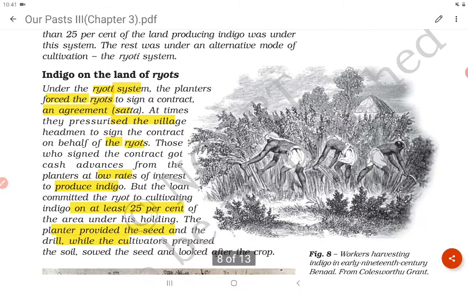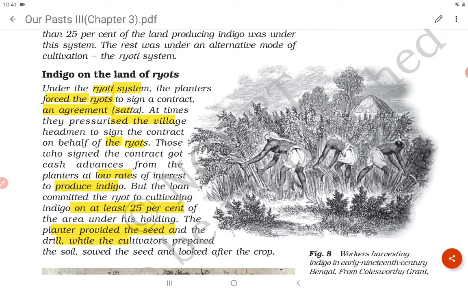And now let's come to the second type, that is the ryoti system. The planters forced the ryots to sign a contract, that is an agreement or satta. At times they pressurized the village headmen to sign the contract on behalf of the ryots. Those who signed the contract got cash advances from the planters at low rates of interest to produce indigo, but the loan committed the ryot to cultivating indigo on at least 25% of the area under his holding.